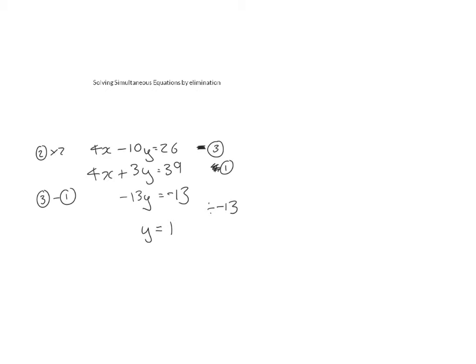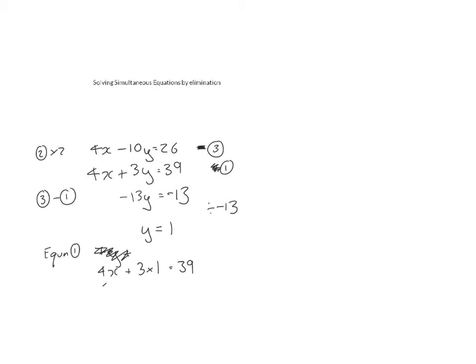Then I need to find out what x is, and this is where this method is slightly slower at finding x. I now have to use equation 1 to find out what x is. So equation 1 says 4x plus 3y, and y is 1, equals 39.